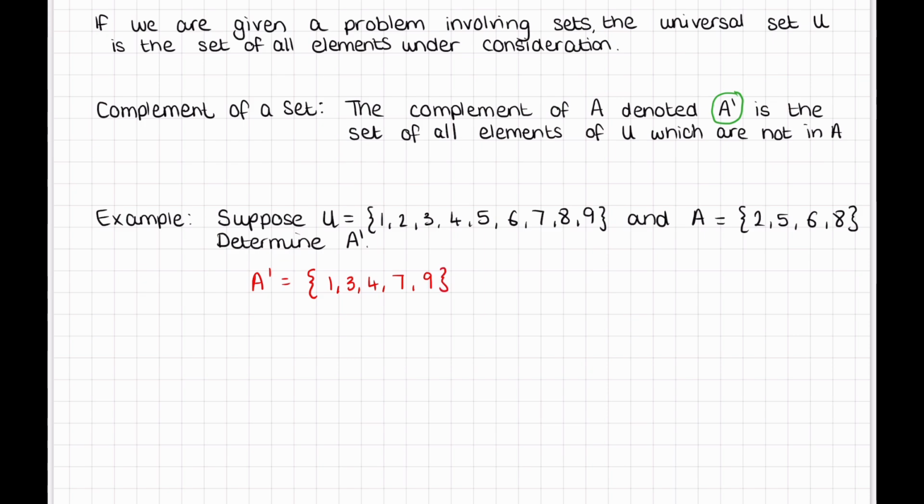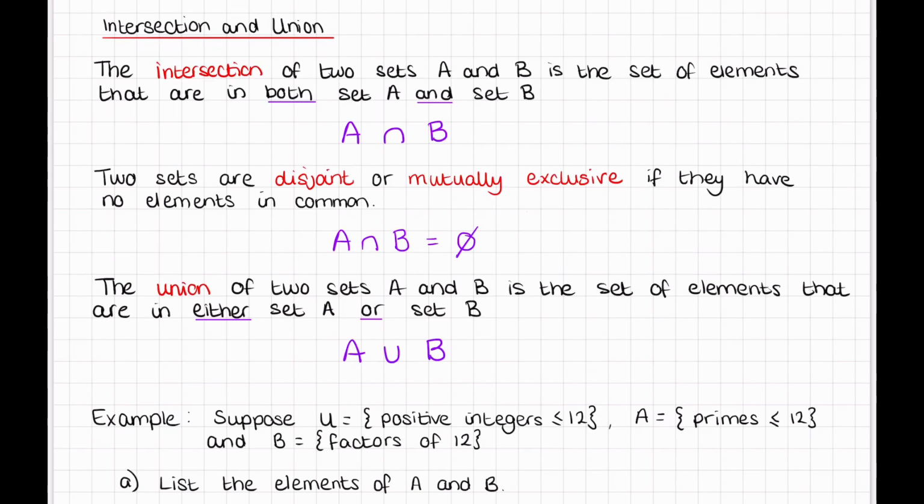When you put the complement and the original set together, so A and the complement of A, those two together should equal the universal set. And in this case, you can see all the numbers are covered within those two sets. But the main thing to remember: the complement of A is everything not in A. Next, we're going to go into the intersection and union.